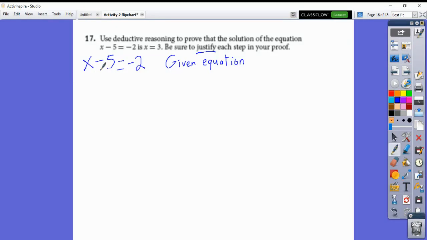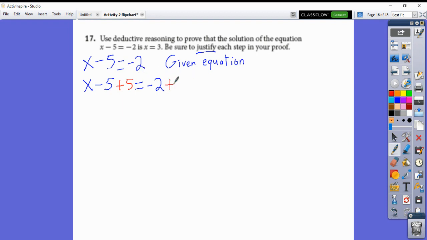So what would we do if we were in algebra class to solve this equation? Well, we want to get x by itself. So we need to undo what's happening on the left side of the equation to get the x by itself. So how do we undo subtracting 5? What's the inverse of subtracting 5? Well, the inverse of subtracting 5 is adding 5. So we're going to rewrite the original equation, but we're going to add 5 on the left side, and we're also going to add 5 on the right side.